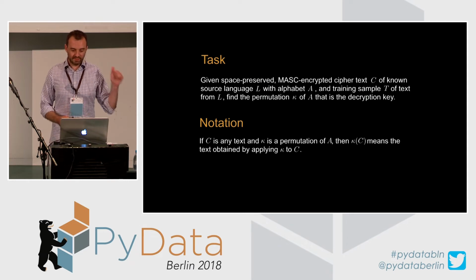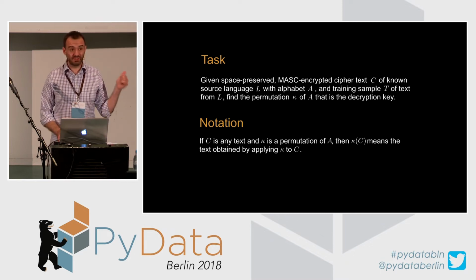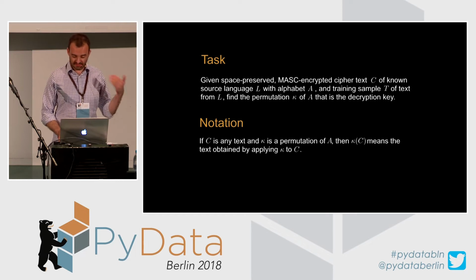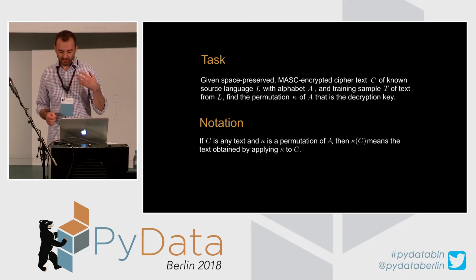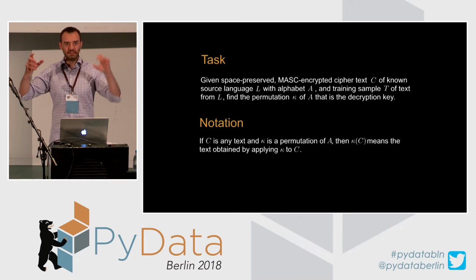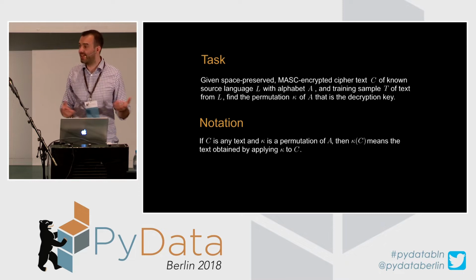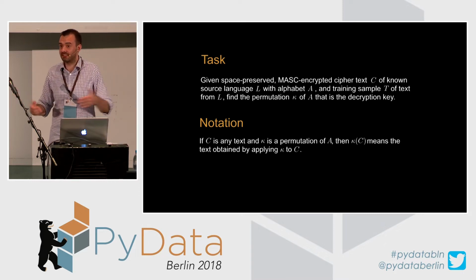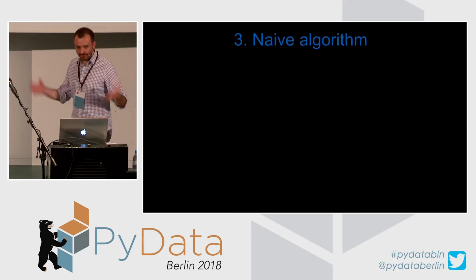Okay, so now I can finally frame the task that I'm going to give the eventual machine learning algorithm. We're given a space-preserved, monoalphabetically encrypted ciphertext I'll call C. We know the source language and the name of the alphabet is A. We've got a training sample T of text from that language, not the same as the plaintext, but from the language nonetheless. And the goal is to find the decryption key K, which we can assume is a permutation. So there's a little bit of notation. If we've got a decryption key K and some ciphertext C, then applying K to that ciphertext is just the current best effort at deciphering it. So K of C just means what we think is the deciphered text at the present moment in the algorithm.